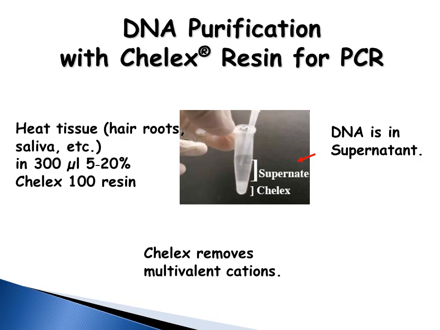You can also purify your DNA using what's called a Chelex resin. This is commonly used before you do PCR. So let's say you have tissue, such as hair roots. You would heat that tissue, mix it with the Chelex resin, and then centrifuge it. The DNA is going to be in the supernatant, the Chelex resin is going to be in the pellet, and that Chelex is going to remove the multivalent cations. So you end up with just that DNA in the supernatant. You would then use the supernatant for PCR.